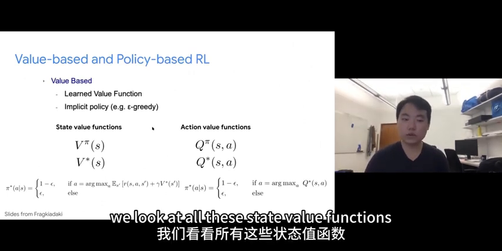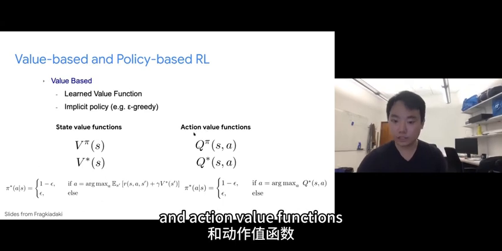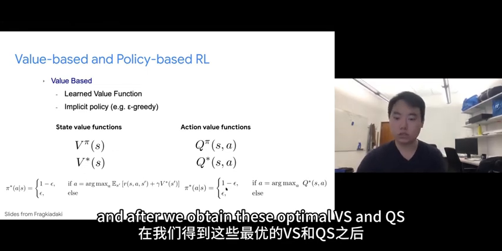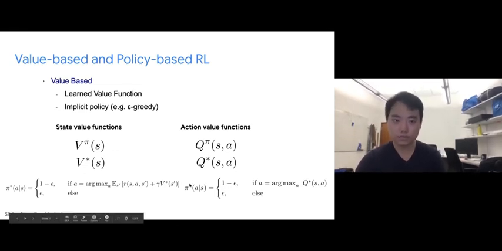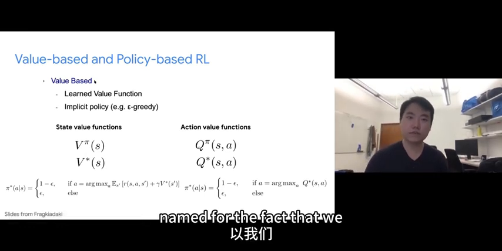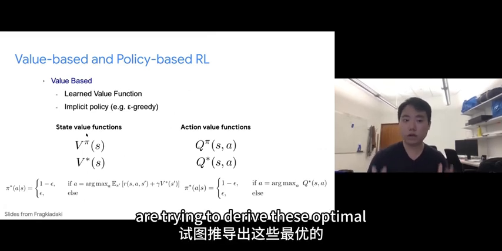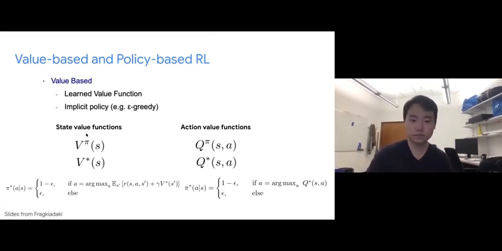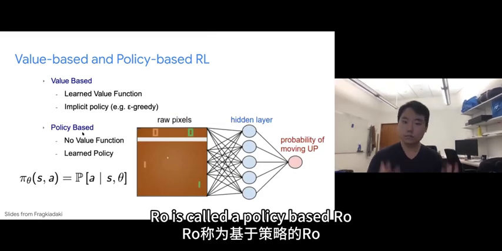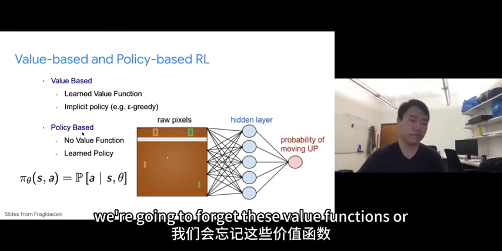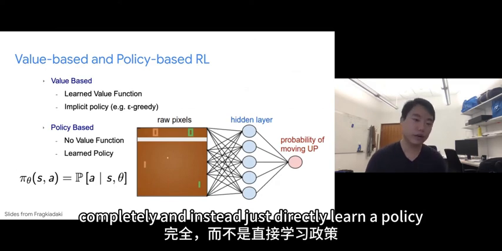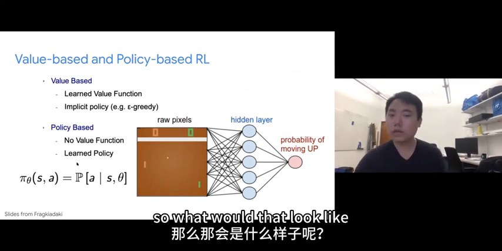So again, on Tuesday, we looked at all these state value functions and action value functions, your V's and Q's. And after we obtain these optimal V's and Q's, we then derive the policy. Now, this is in general called value-based RL, named for the fact that we are trying to derive these optimal state and action value functions. And the other perspective of RL is called policy-based RL. So in other words, we're going to forget these value functions, our Q's and V's, completely, and instead just directly learn a policy. So what would that look like?